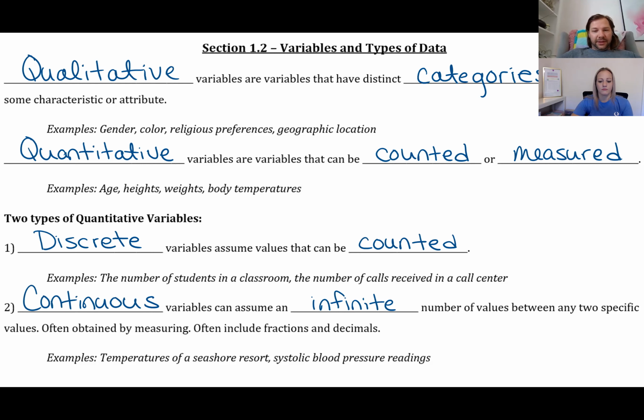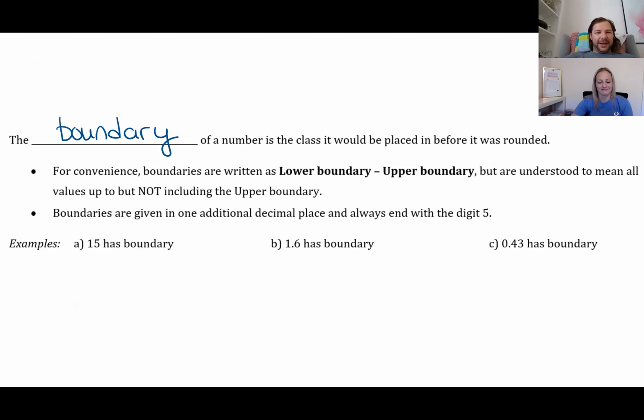Or what else could be something that's a continuous variable? Temperatures of a seashore resort, or systolic blood pressure readings. I don't remember if it's systolic. Is that the first one or the second one? I have no idea. I just know 120 over 80 is a good one. What is it? Systolic and diastolic or something? Yeah, well, we're not experts on that, I guess.